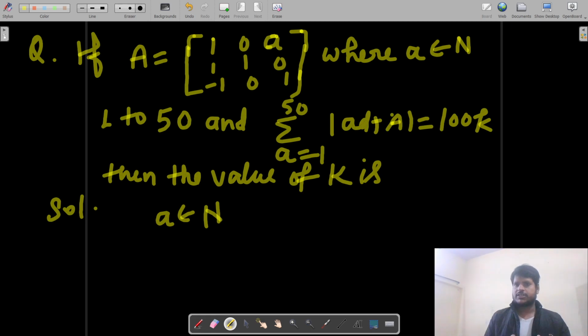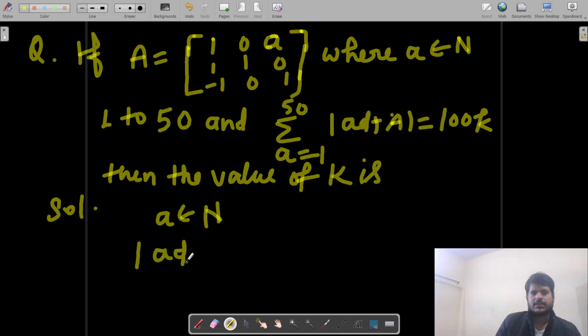Determinant of adjoint is equal to 100k. Then we have to find the value of k, right? So I will use the concept of determinant of adjoint.